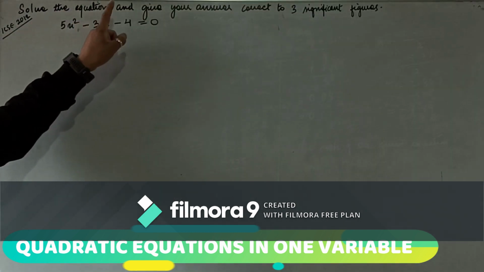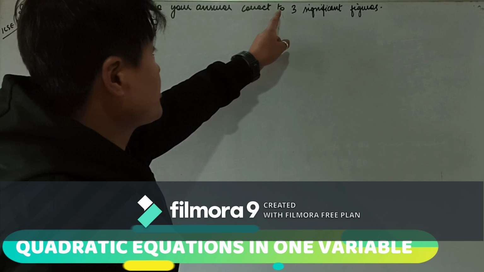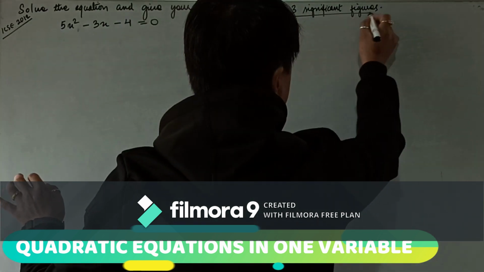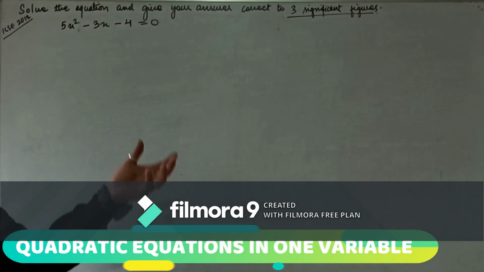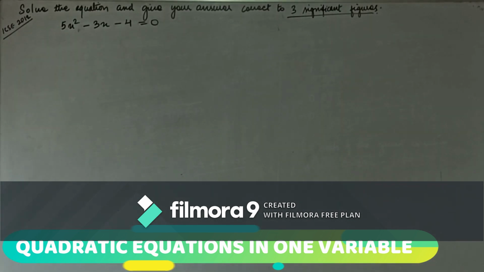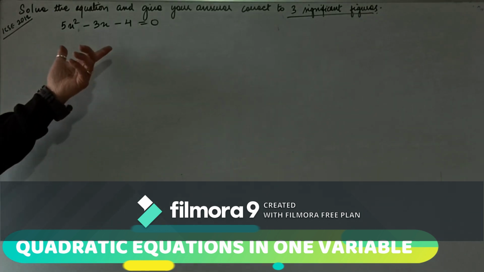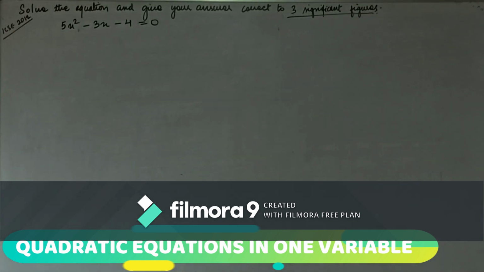Solve the equation and give your answer correct to three significant figures. Here you can see three significant figures. Earlier it was correct to two decimal places, now this is three significant figures. This question was there in ICSE 2012.